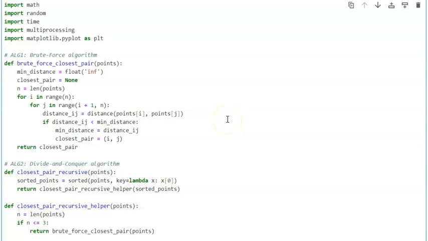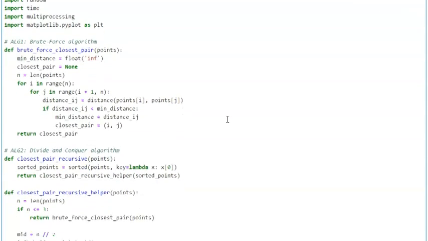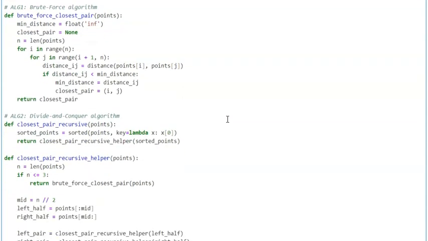This project focuses on the closest pair of points problem and the algorithms which we use to solve it. First of all, the closest pair of points problem involves finding the 2 points in a set of points that are closest to each other in terms of Euclidean distance. Now, talking about the two algorithms, we use a brute force algorithm and the divide and conquer algorithm.